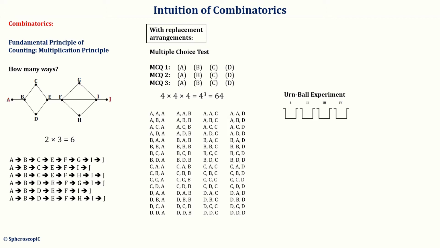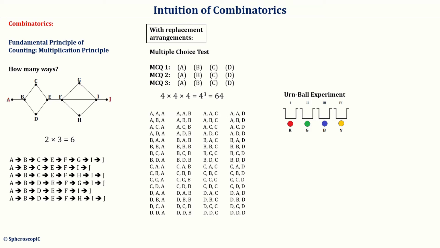Let's have a look at this urn ball experiment. These are 4 unmovable urns and 4 different colored balls. We need to find in how many ways these 4 balls can be put and arranged in these 4 urns if an urn can be occupied by only one ball. This can be an arrangement, this can be another arrangement. In total, how many arrangements are possible in which these balls can be put in the urns? Let's try to count the number of ways.